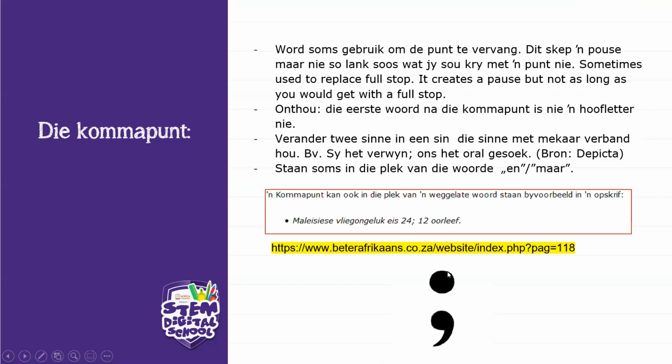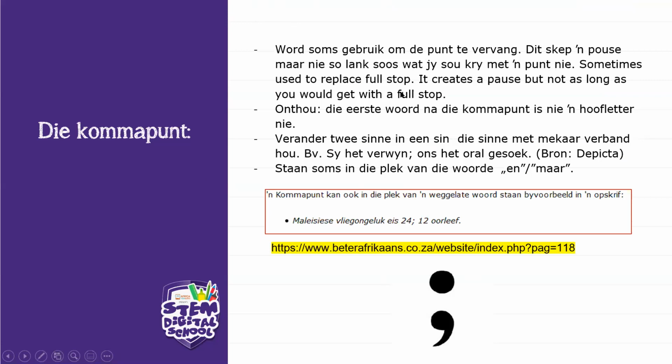Okay, then comma punt. So we get, I don't know what you call it in English, a comma, stop, full stop, I don't know. That's a direct translation. But here is the example. Dit word soms gebruik om die punt te vervang. So it's sometimes used to replace the full stop in Afrikaans. Dit skep 'n pause, maar nie so lank soos wat jy sou kry met 'n punt nie.